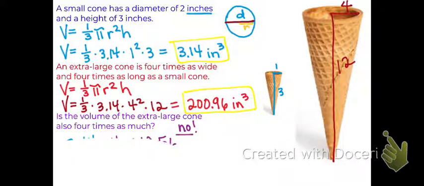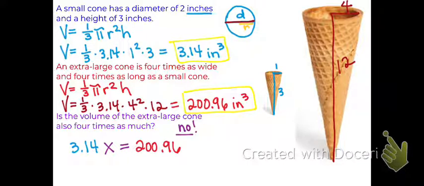But let's take it one step further. Let's see how many times bigger our extra large cone volume is compared to our small cone volume. Think about that. 3.14 times what? How many times bigger? What are we multiplying 3.14 by? The small cone volume by, in order to equal our extra large cone volume. 3.14 times what is 200.96? Our small cone volume times what gives us our extra large cone volume.